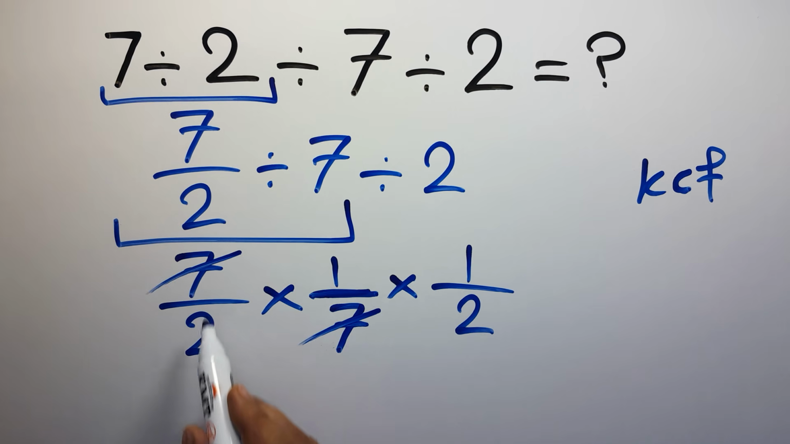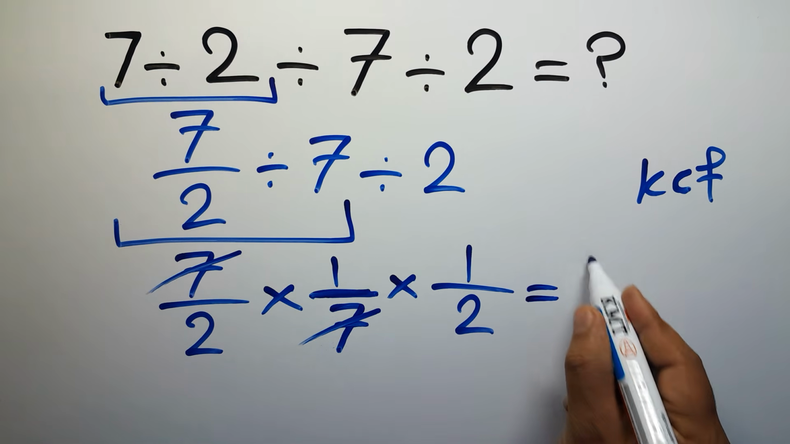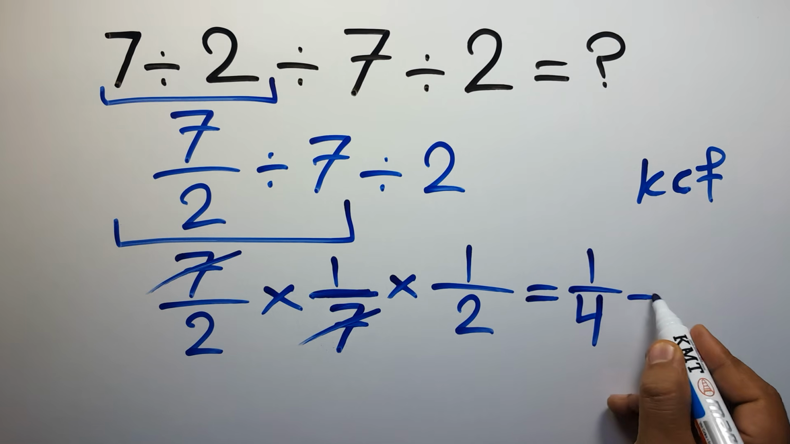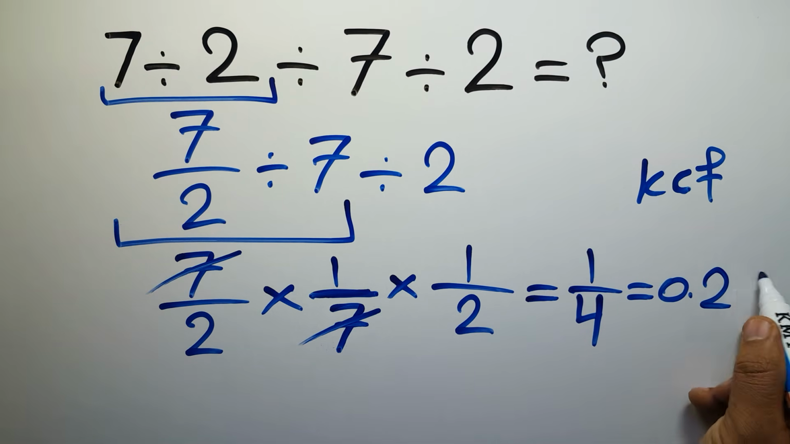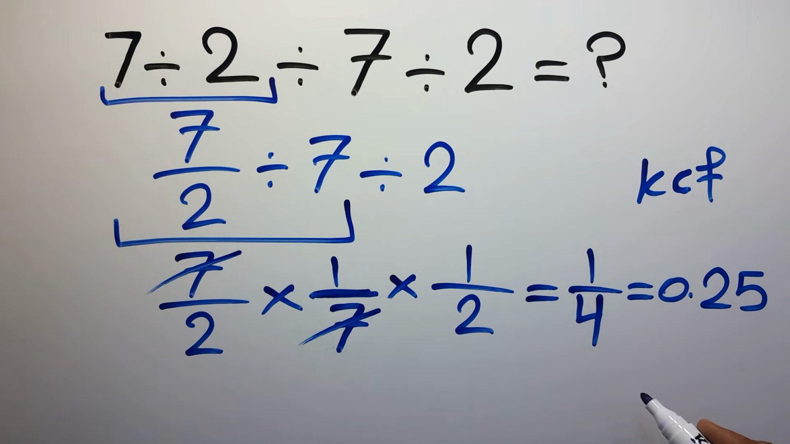So we have just 1 over 2 times 1 over 2, which equals 1 over 4 or 0.25. And this is our final answer to this problem.